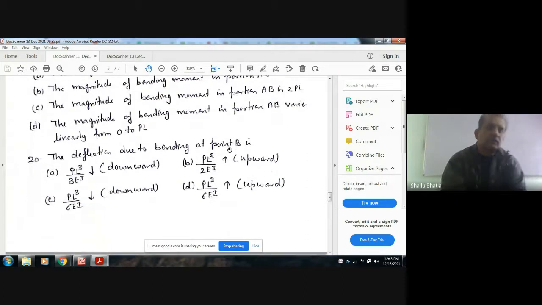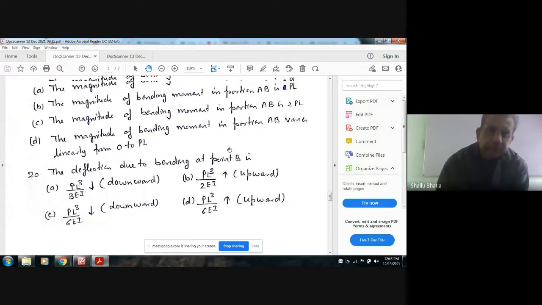Question number 20. The deflection due to bending at point B is: option A, PL cubed by 3EI downward; B, PL cubed by 2EI upward; C, PL cubed by 6EI downward; D, PL cubed by 6EI upward.